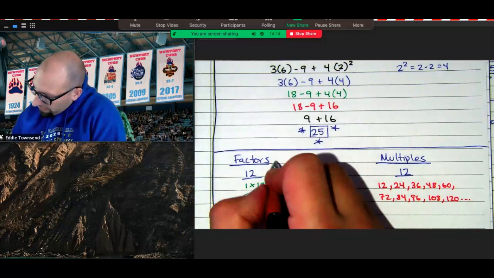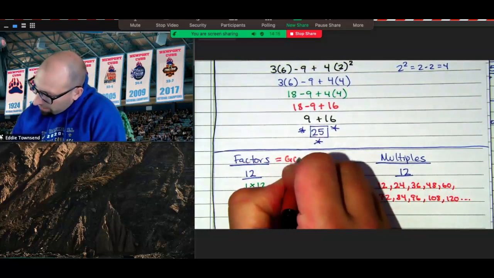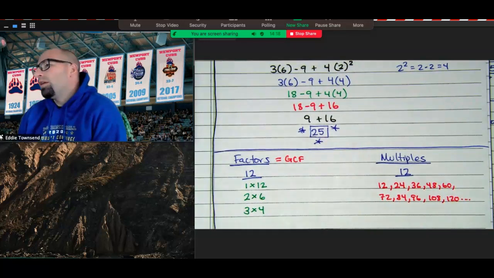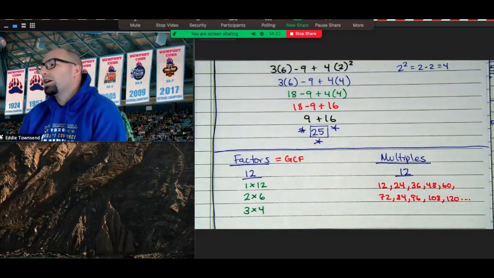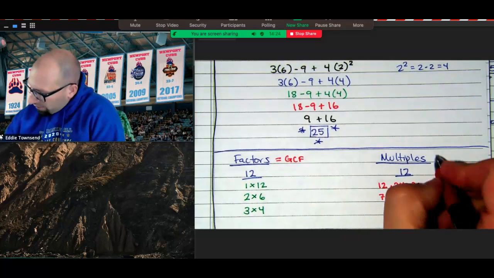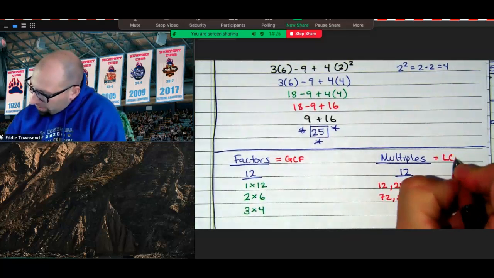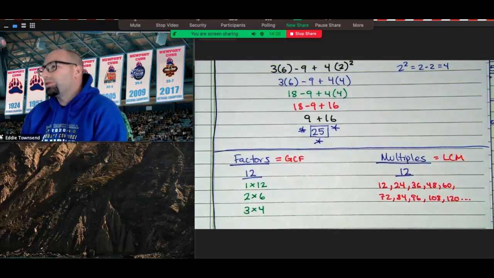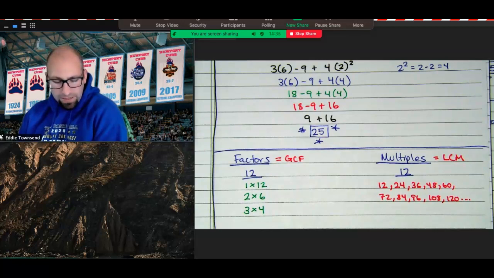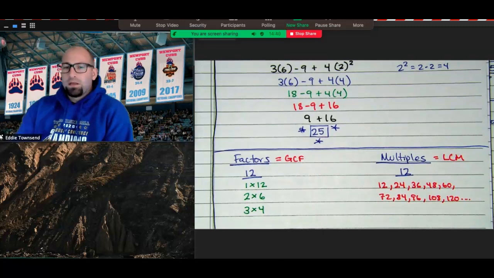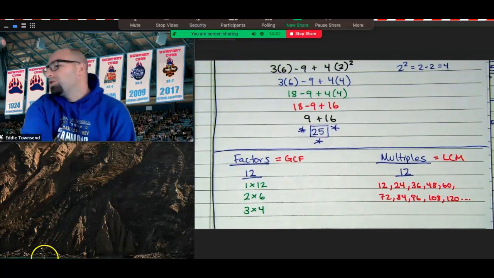So we find factors, that's for our greatest common factor, where we get two numbers and we find all the factors of each number and we find what the greatest common factor is. And then we've been learning about our least common multiples, where we get multiple numbers and we find all of those numbers' multiples and we find the least common multiple. Okay, so that's what we've been doing the last couple days and we'll continue to do.